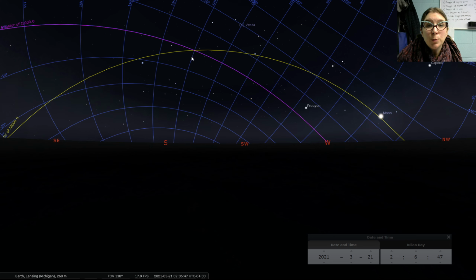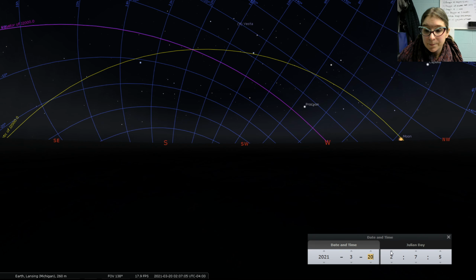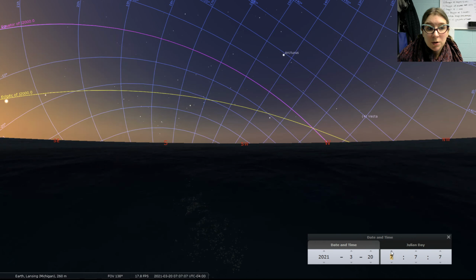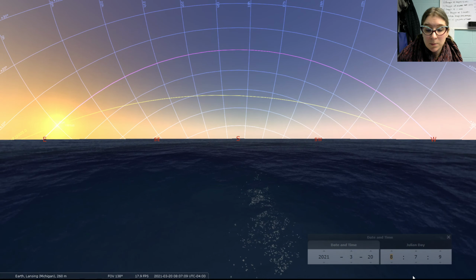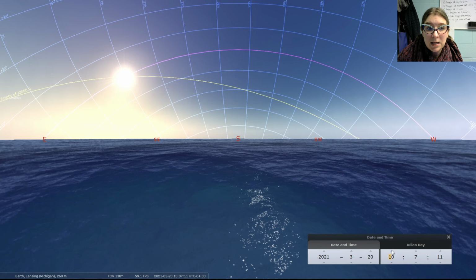Now there are 2 points where the ecliptic and the equator cross. And one of those days is the spring equinox. So as the sun moves along, the sun will cross the celestial equator on its path along the ecliptic. So let's go back to daytime on the spring equinox.